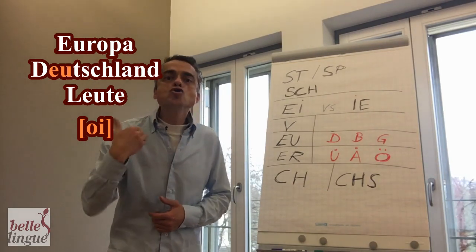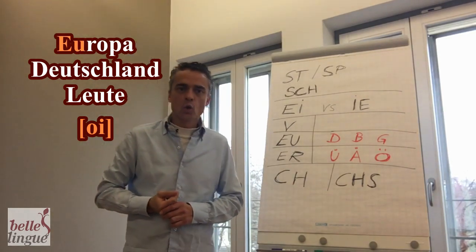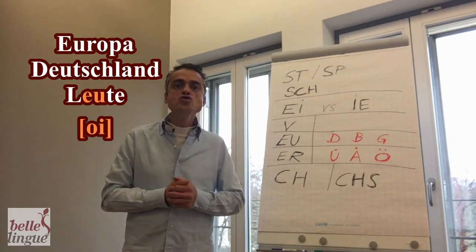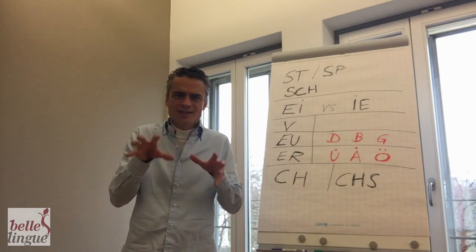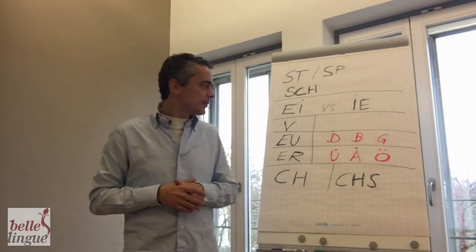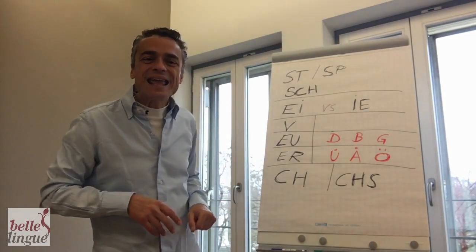Or like Europa. Or Leute. Oi, oi, Leute. So it's pronounced like an O and I. Oi. Okay. Das nächste: ER.